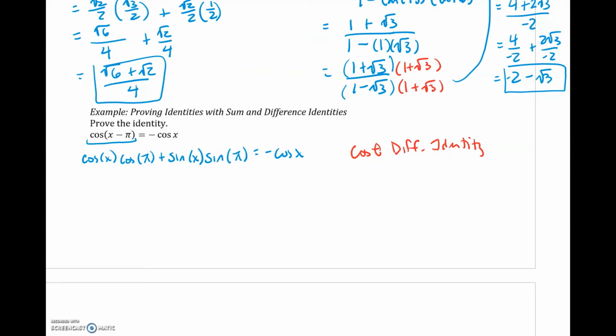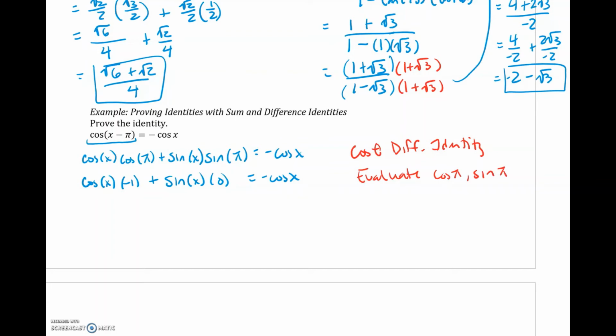So if we take a look at that, cosine of pi is the x value, so that's negative 1. So we can change cosine pi to negative 1. Sine of pi then is the y value, which is 0. Right? And then what we've done here is we've just basically evaluated cosine pi and sine pi, right? Using our unit circle.